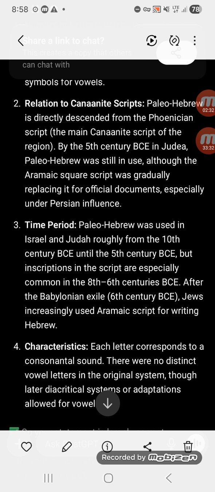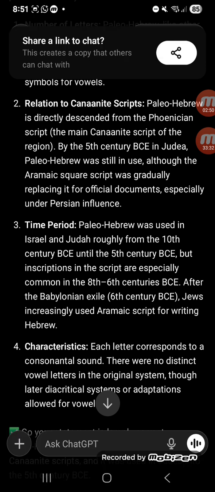Characteristics. Each letter corresponds to a consonant sound. There were no distinct vowel letters in the original system, though later a diacritical system or adaptations allowed for the vowels. It's added in after. So you make sure and argue the point that English is a mixture as well as Yiddish. And then we get back to the core points. What was added in? Vowels.